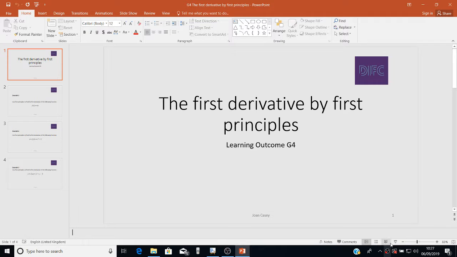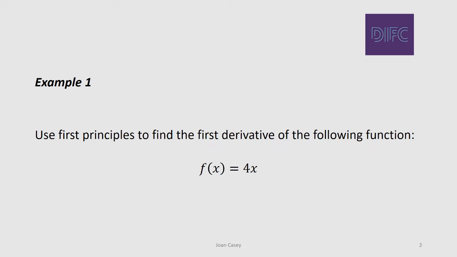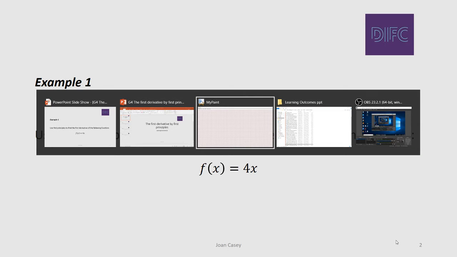In this video, we're going to look at finding the first derivative by first principles. So the first example we're going to look at is: use first principles to find the first derivative of the following function. f of x equals 4x. So f of x equals 4x is our function, and we're going to find the first derivative of that using first principles.